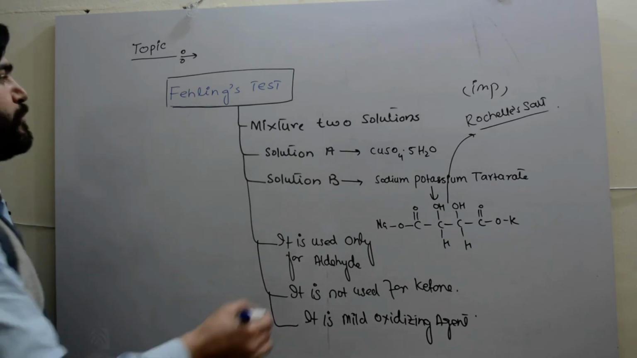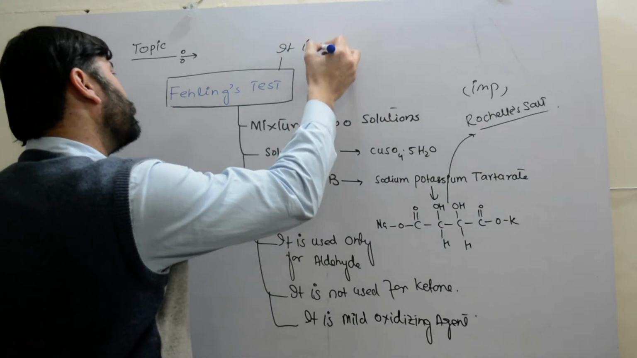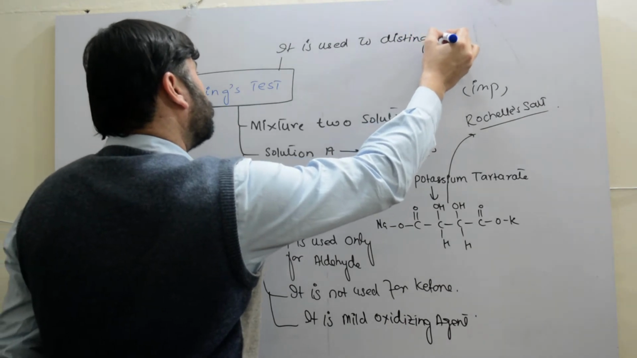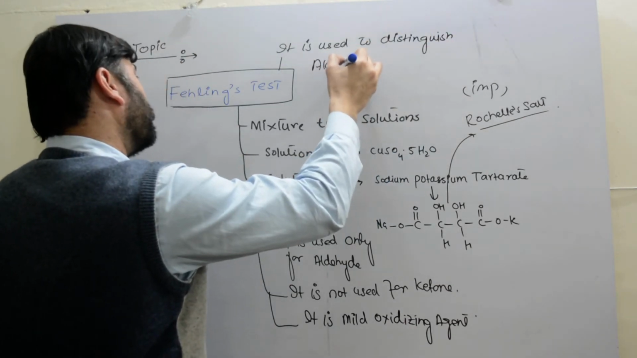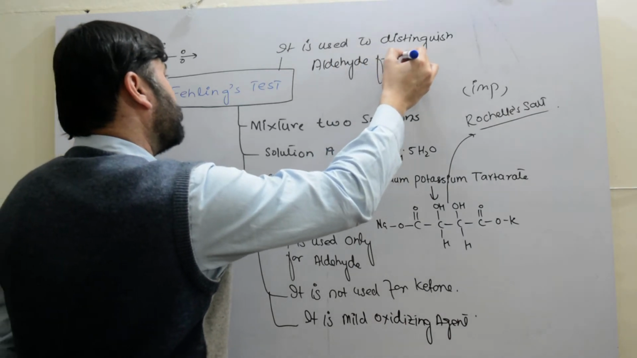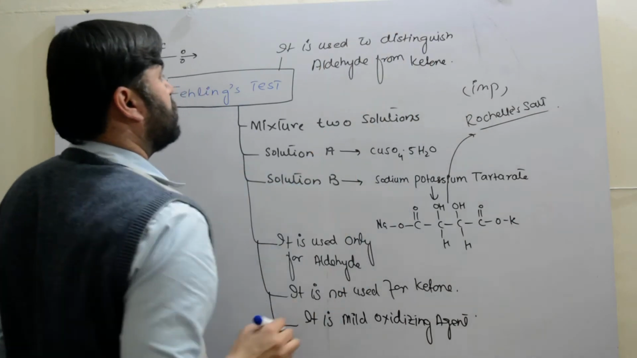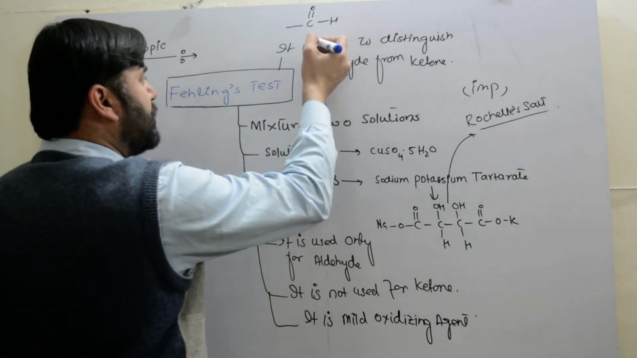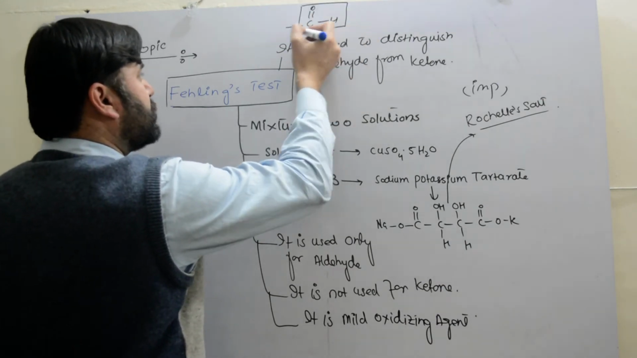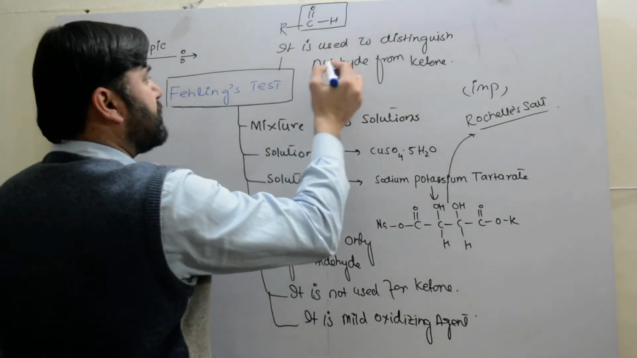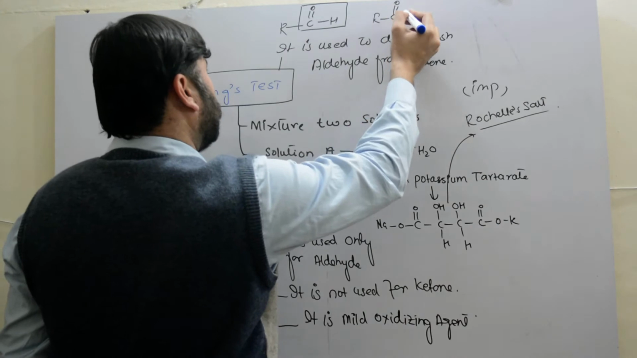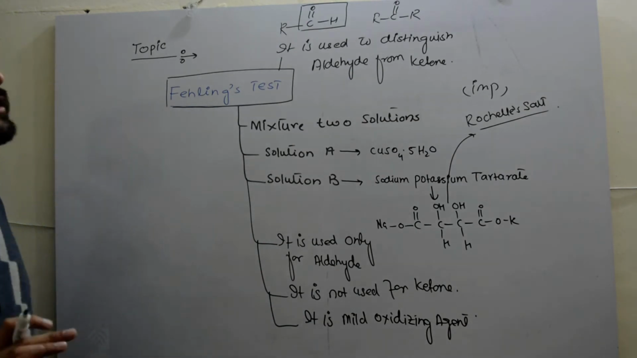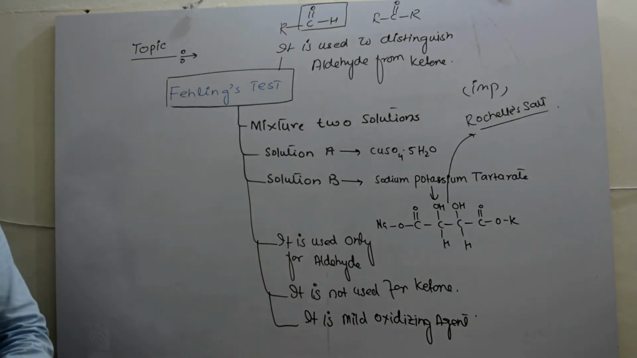It is used to distinguish aldehyde from ketone. As I told you in the previous video as well, aldehyde contains a carbonyl group with only hydrogen present on one side and R on the other, but in a ketonic group R is attached on both sides of the carbonyl compound. So this is only used for aldehyde. So let's discuss the reaction of this.